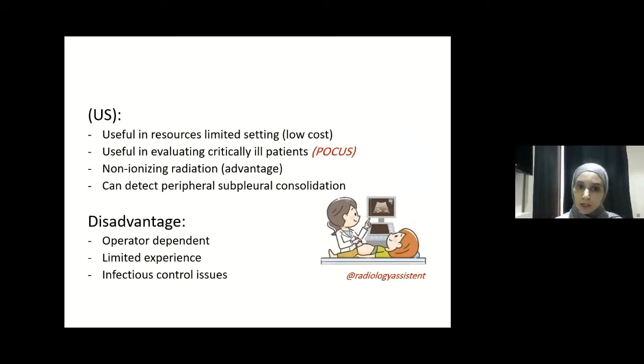Ultrasound also is useful in resource-limited settings. It's low cost, non-ionizing radiation, and it's really helpful as a point of care in ICUs, and can detect peripheral subpleural consolidations, which is the mark of COVID-19 pneumonia. However, it's operator dependent, plus we need to admit that we have limited experience in using ultrasound in evaluating lung parenchyma. Plus, there is an infection control issue in cleaning and disinfecting, similar to CT.